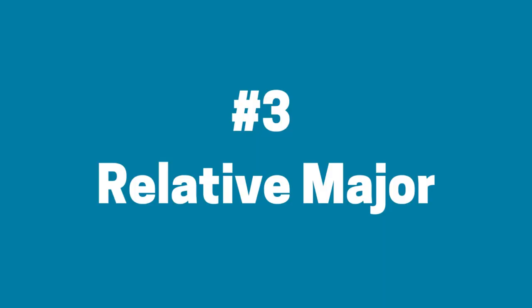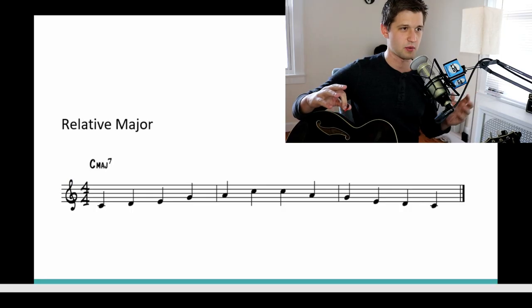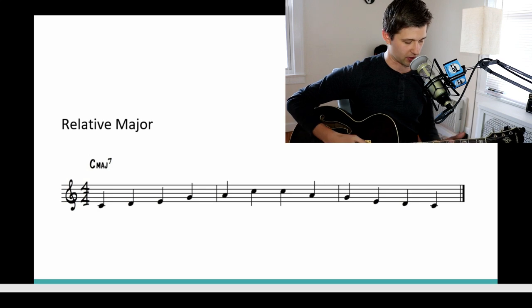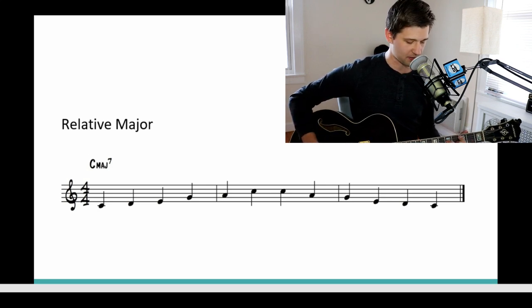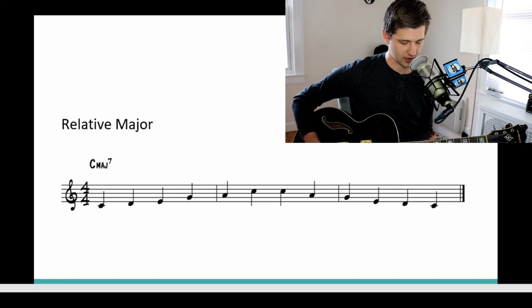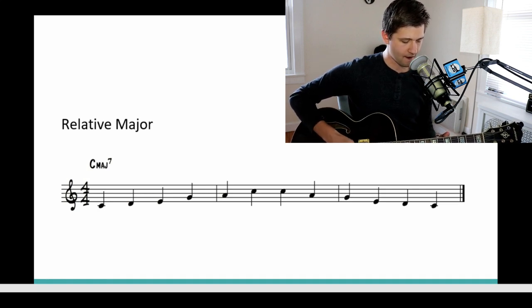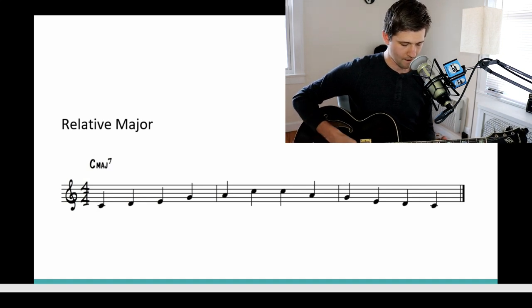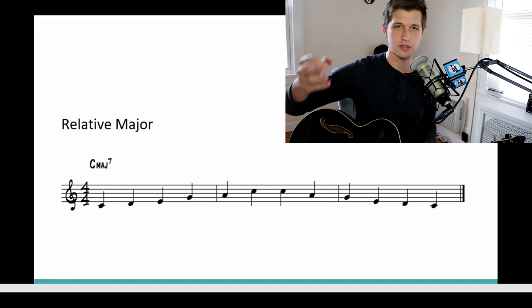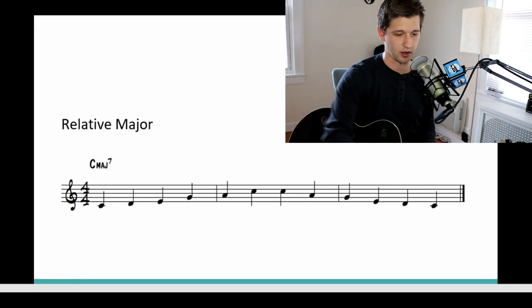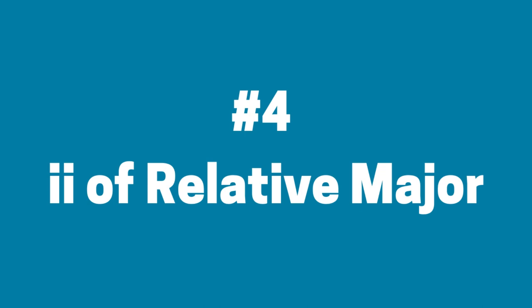All right, moving on, let's talk about the relative major now, right? We know this, we talked about this a second ago. So we have the relative major, and so see the C relative major in this particular case, you could play a C major 7th chord. So C major 7 of any type, right? Doesn't matter how it sounds, you can play this. So that's the relative major over a major 7th chord.